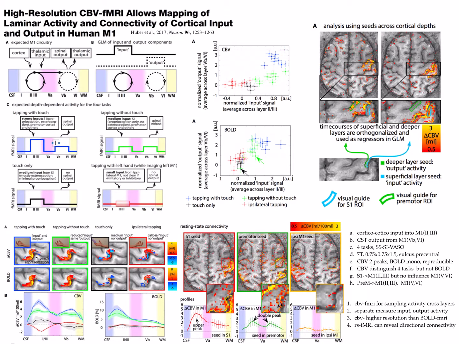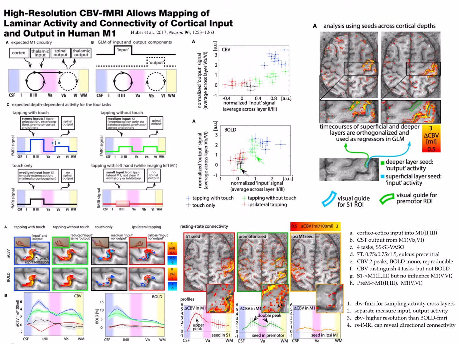Okay, so today I will talk about a paper published in Neuron in 2017. The paper is called High Resolution CBV Functional MRI Allows Mapping of Laminar Activity and Connectivity of Cortical Input and Output in Human M1. So in human M1, you want to measure the gray matter activity.